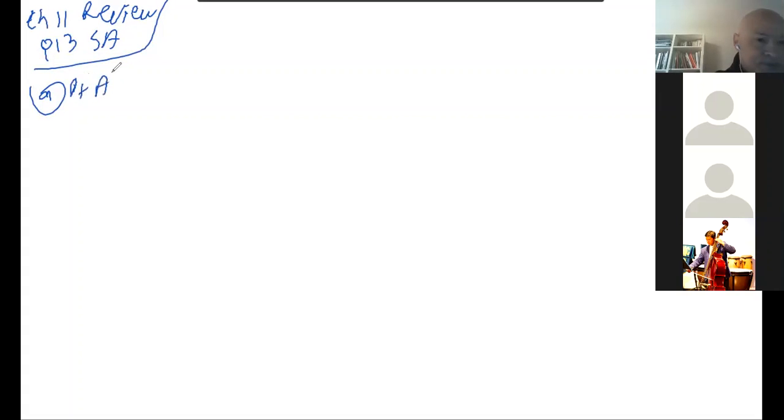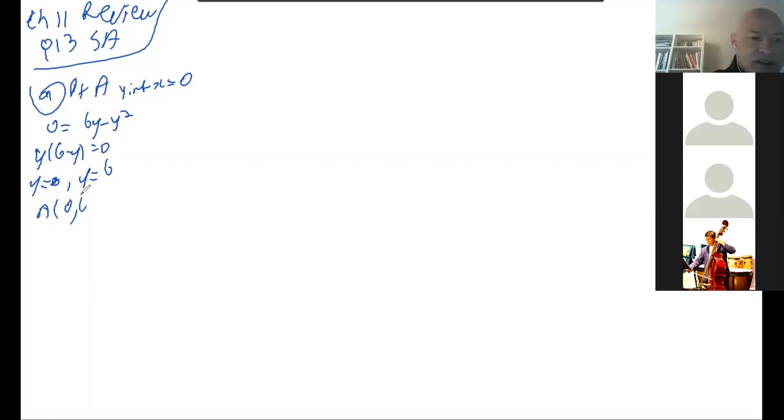So point A, of course, we're finding the y-intercept, so I'll put x equal to 0. So I had 0 on the function, 6y minus y squared. Of course, I factorised, so I've got y(6 minus y) equals 0, so y equals 0 and y equals 6. So the point A was (0, 6).